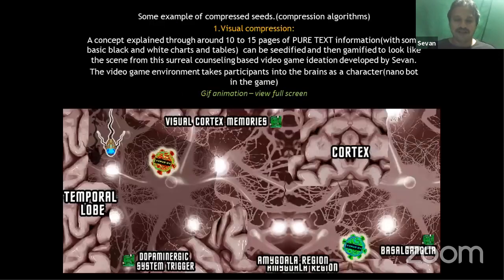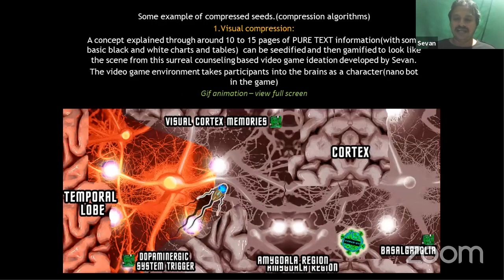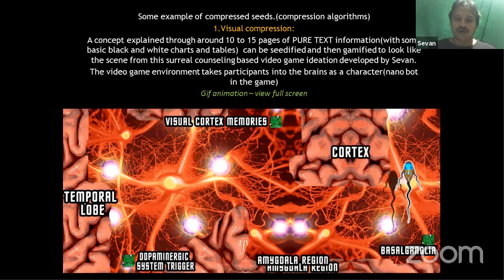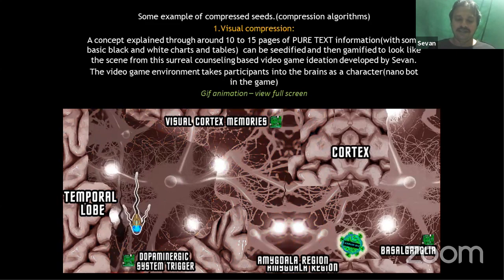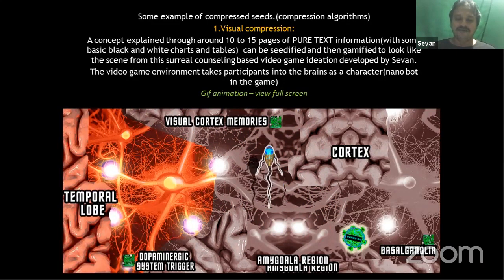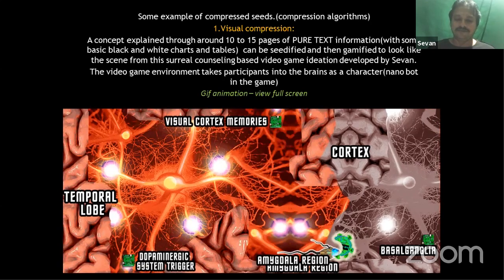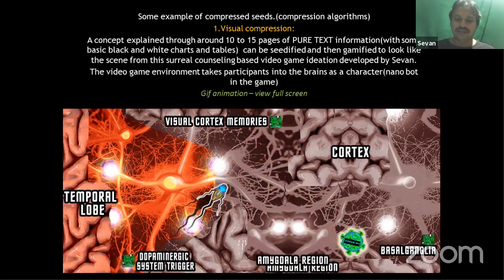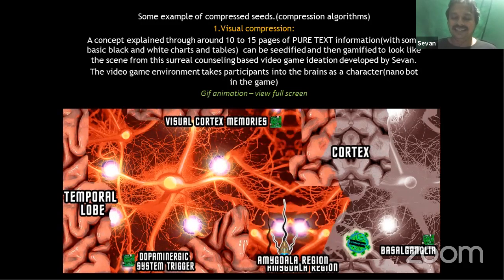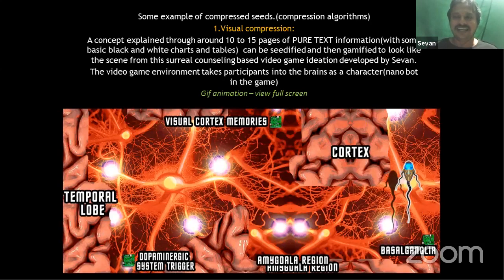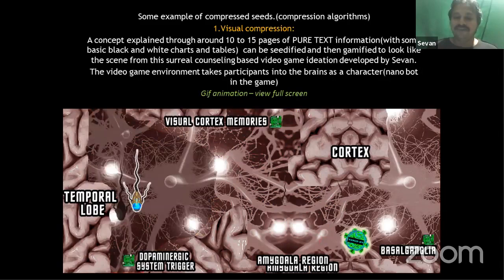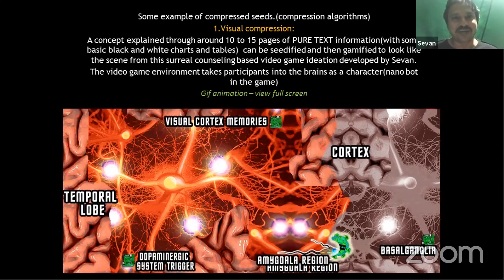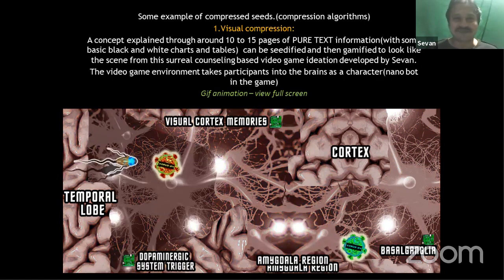All right, so check it out. Here's one example. It's a full-fledged compression algorithm. What did we do? It's visual compression. Basically, a concept explained through around 10 to 15 pages of pure text information with some basic black and white charts and tables can be seedified and then gamified, like this surreal counseling-based video game ideation developed by Savant. The video game environment takes participants into the brain as a character, and in this case, it's a nanobot. It means we took a lot of information, and instead of presenting it as 30 pages, we reduced it to 10-line abstracts of, let's say, 5 seeds. We took those seeds and converted them into visuals, and then we gamified that visual into a video game. This is what we get when we do that. If you have questions, you can ask me later, but let's just run with it.